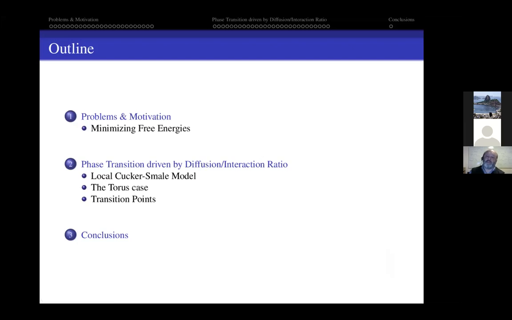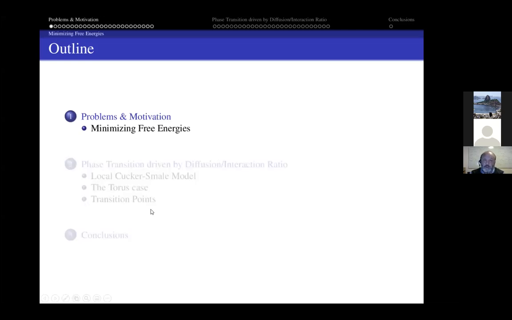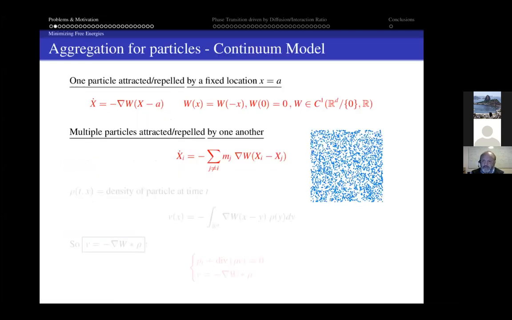So then, first of all, I would like to talk about minimizing free energies, the general things that we know without entering too much in detail. And then I will concentrate in a very particular case of this phase transition that is called the Kuramoto-Sakaguchi model. And then I will talk mainly about linear diffusion case today and concentrate on the periodic boundary conditions in the next step.